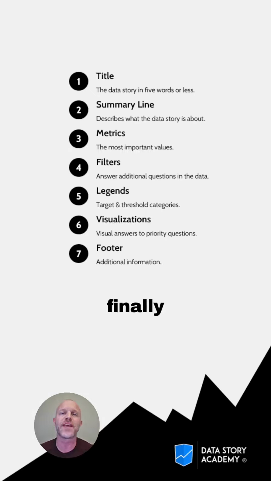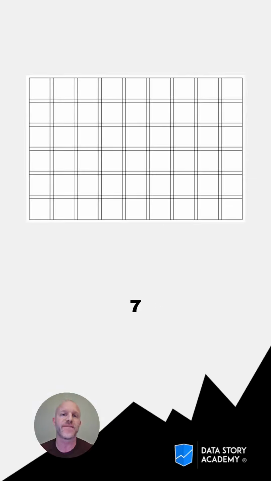And then finally, the footer section, which is all the additional information that should be in your data story, like who do I reach out to for help? When was the data last refreshed? Things like that. So now that you understand 7 top elements typically found in a great data story, let's use the grid to lay all 7 of these out.